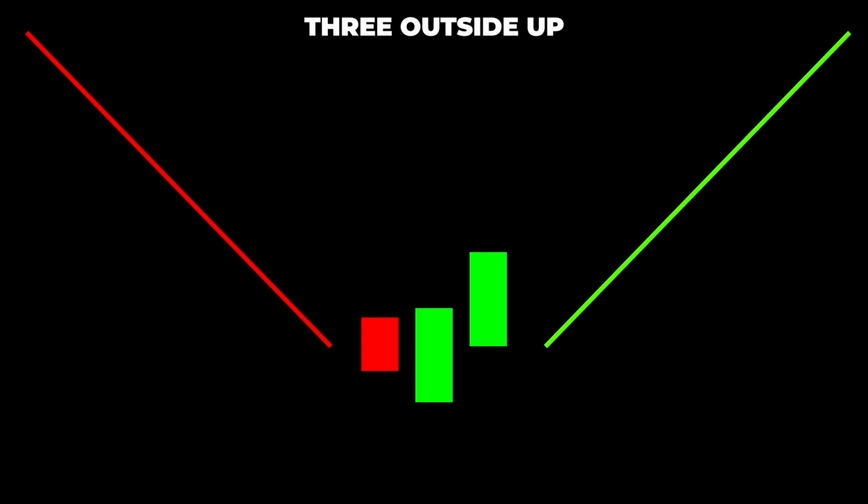The first candle is a short red candle. The second candle is a long green candle which should cover the first candlestick. And the third one should be a long green candle, and all that confirm a bullish reversal and indicate that an uptrend is next. And note that the relationship between the first and the second candlestick should be of the bullish engulfing candlestick pattern.